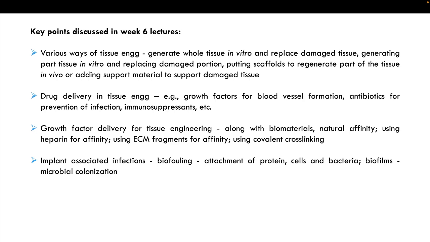The bacteria that is present in the implant establishes itself in the patient's body and leads to further infection. So this is a very big problem in tissue engineering and drug delivery. There are a number of ways to avoid that. In this lecture, there are two important concepts related to implant associated infections. One is biofouling. Biofouling is the attachment of, let's say, proteins or cells or bacteria to a particular surface. So it forms a layer all over the surface of the implant.